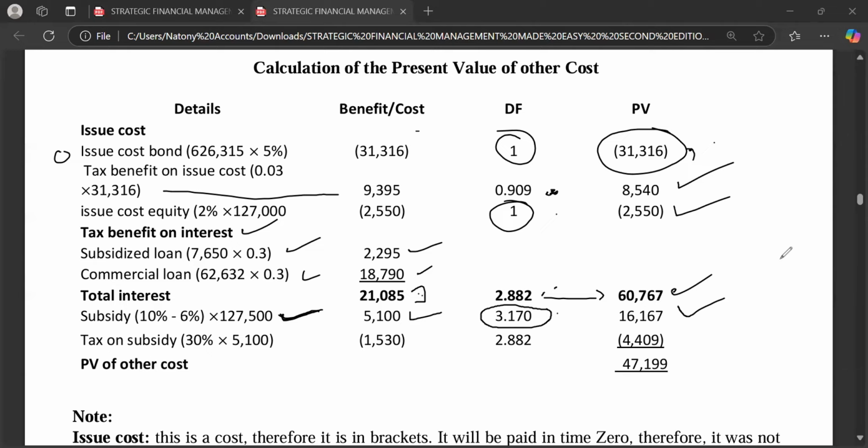Sorry, the subsidy is year 1 to year 4, while tax on subsidized loan, since tax is paid 1 year in arrear, anything that has to do with the tax will be year 2 to year 5. So this is year 2 to year 5. This is year 2 to year 5, while the subsidy itself is year 1 to year 4. So your PV becomes this amount.